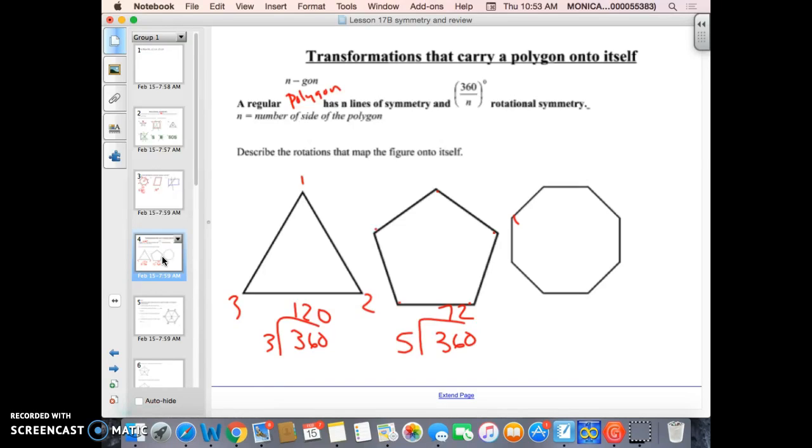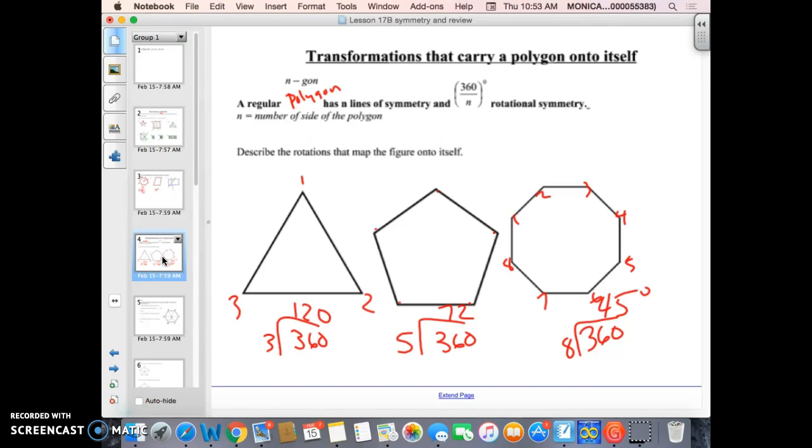This one here has 1, 2, 3, 4, 5, 6, 7, 8. So it's 360 divided by 8. I feel like we just did this. I think it was 45 degrees. Okay, so that's what you would call rotation.